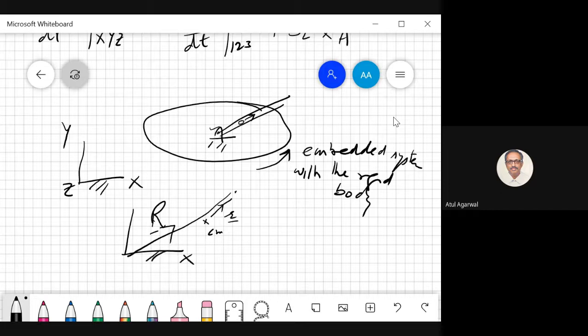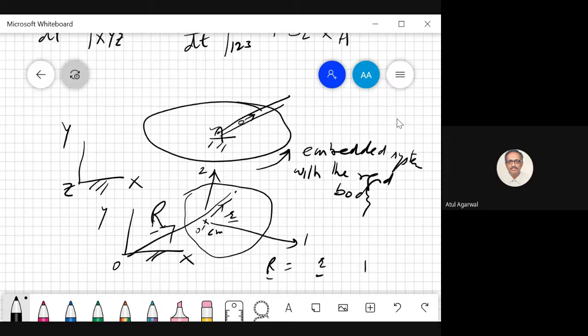So this is my fixed system, and this is my some rotating system. Now this is my center of mass. Call this O. This is my O prime. So my capital R is equal to small r plus O prime.